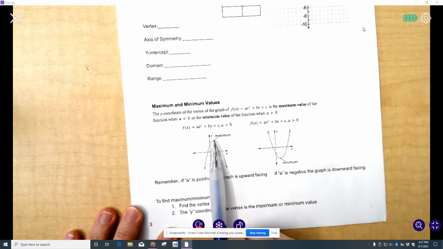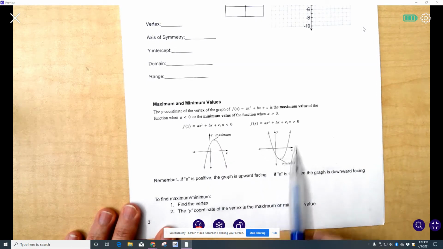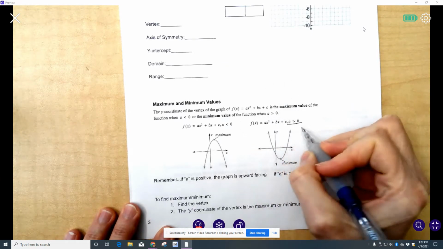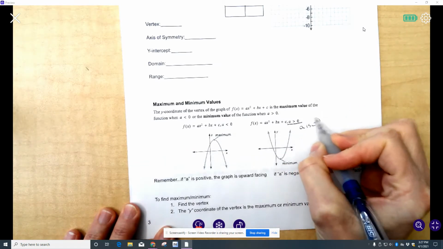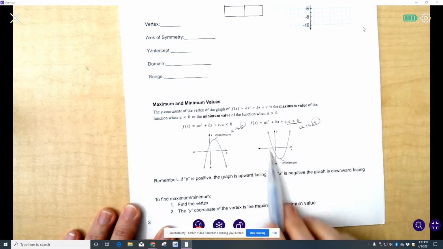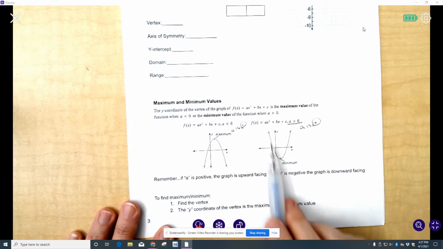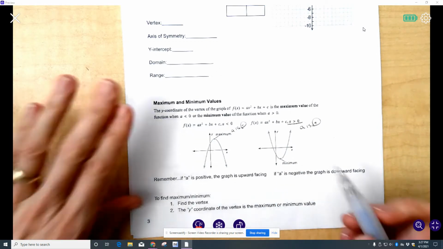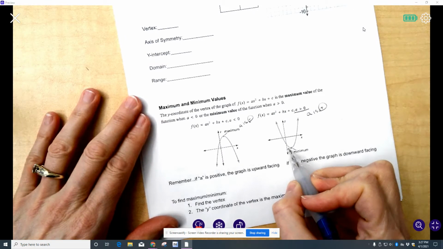When our graph is downward facing, our vertex is a maximum because it's the highest point on the parabola. Think of it like the top of the roller coaster hill. And remember, upward facing means A is positive, and downward facing means A is negative. When we're upward facing, our vertex is at the bottom of the roller coaster, so then our vertex is a minimum. And so we want to find the value of the minimum.